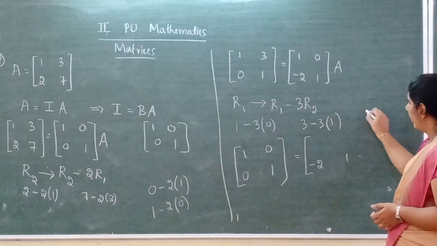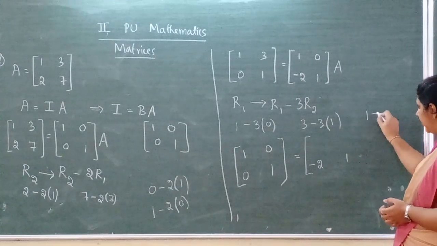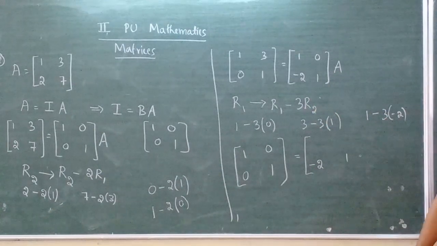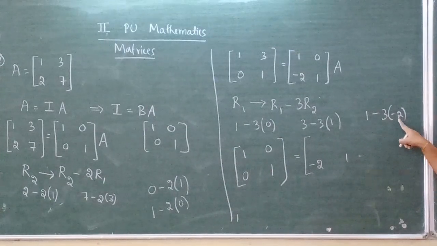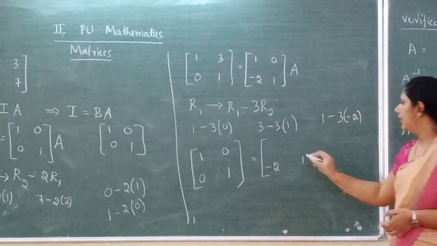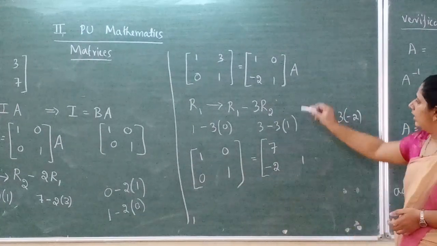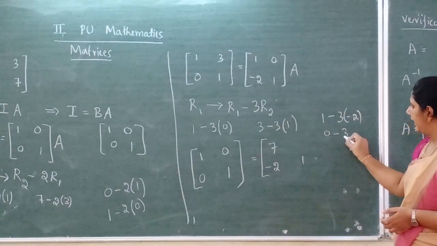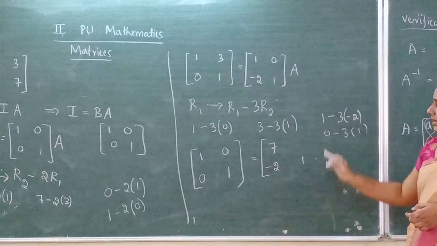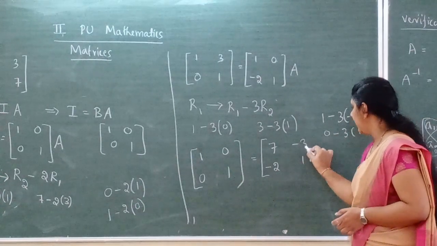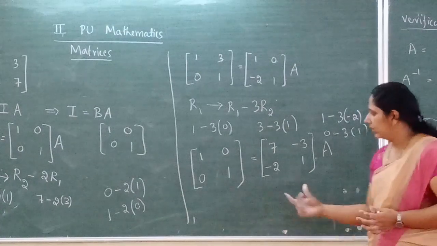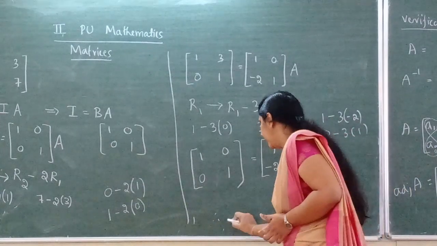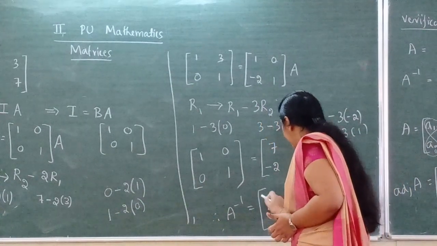First row, element in R1 is 1 minus 3 into element of R2, which is minus 2, that is minus 3 into minus 2, plus 6, plus 1, that is 7. Now element in R1 is 0 minus 3 into element of R2, which is 1. So 3 into 1 is 3, 0 minus 3 is minus 3. Now this is of the form I is equal to B into A. Now this B is called as A inverse.